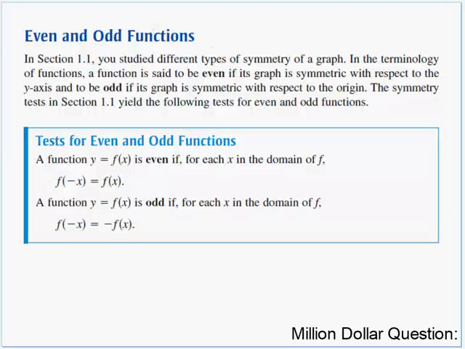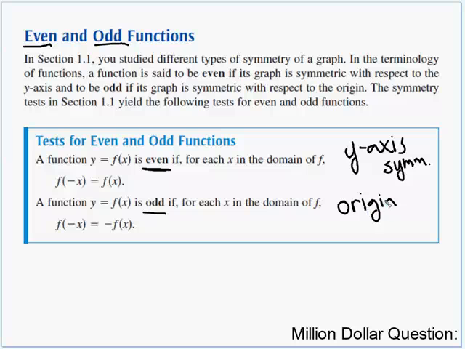Alright, in this video we are going to take what we did in the last video with symmetry, and we're going to classify a couple of those symmetries with new special names, even and odd functions. In a nutshell, if you are symmetric to the y-axis, you are even. So even functions are y-axis symmetric. And odd functions are origin symmetric. That's easy to remember. Odd and origin both begin with the letter O. So odd functions are symmetric about the origin.